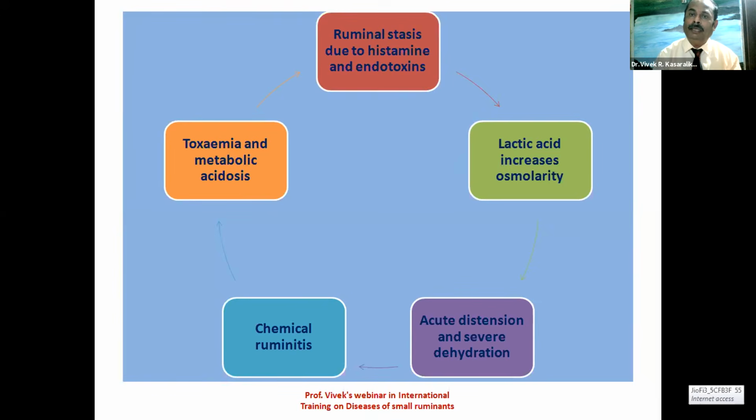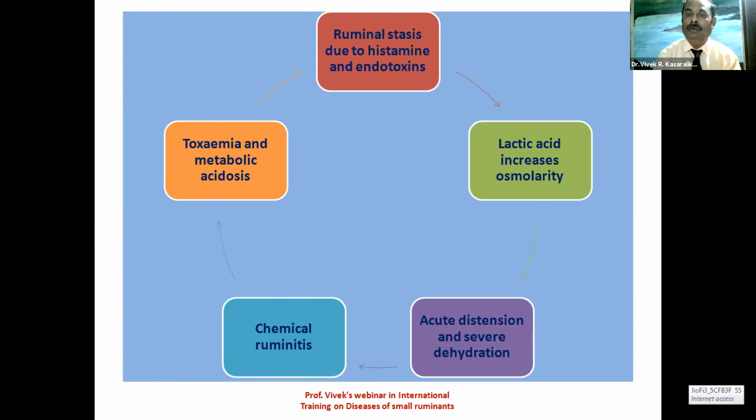Apart from that, lactic acid being a high molecular weight molecule, it changes the osmolarity. It increases the osmolarity of rumen fluid. Because of the change in osmolarity of rumen fluid, the fluid is drained from the system and enters into the rumen. That's why you can find a very gross enlargement or distension of the abdomen in lactic acidosis. That is because of the accumulation of water. From all the sources, the water is drawn into the rumen because of the lactic acid.